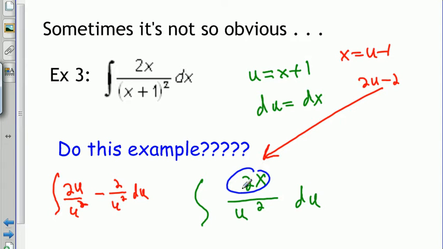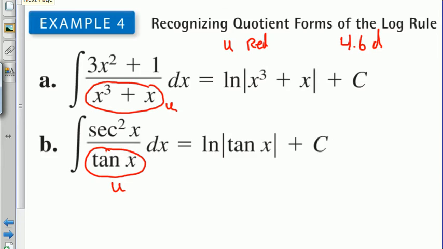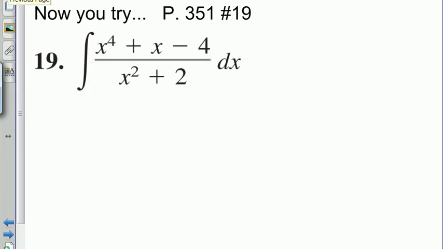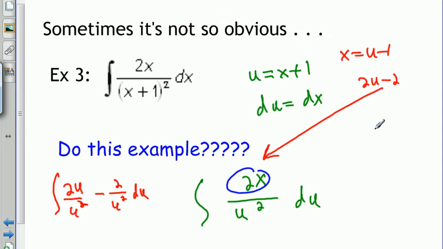I'll just work this problem. Keep in mind that I'm doing this example right here, example 6, change of variables with the log rule. It's the exact same one, and I'm just going to continue from here. So let's go through what I did, okay? Let's check it off as we go.